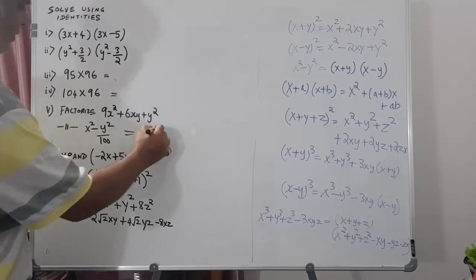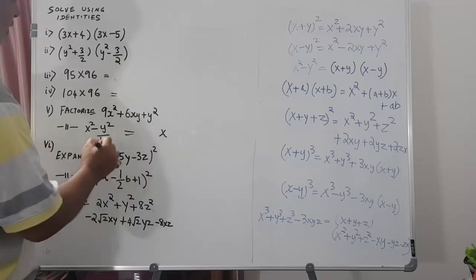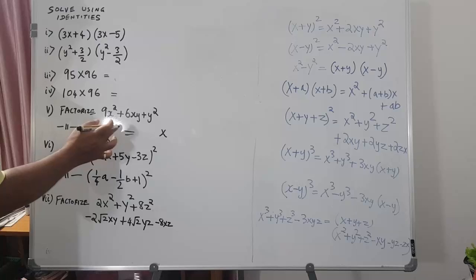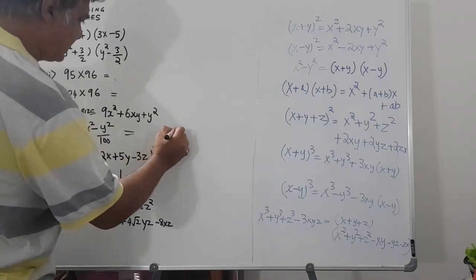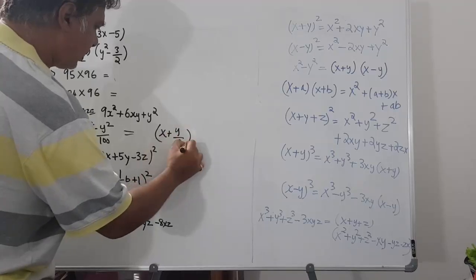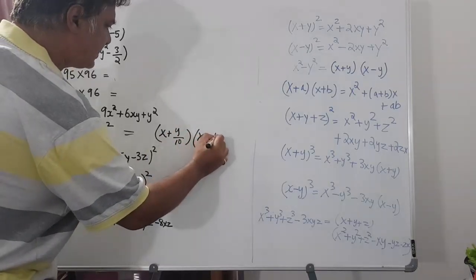So instead of x we have x itself, and instead of y we have y by 10, and note that 100 is 10 squared, so we can write this as (x + y by 10) into (x - y by 10).